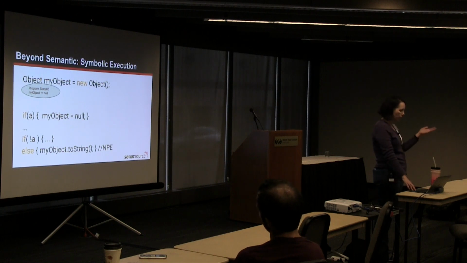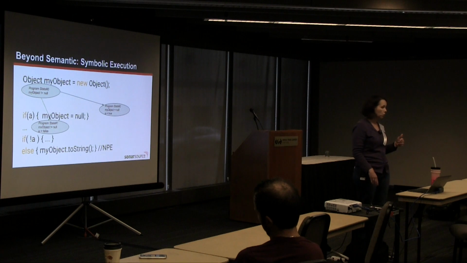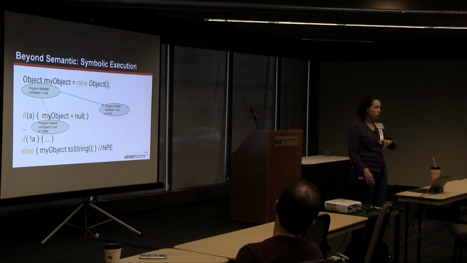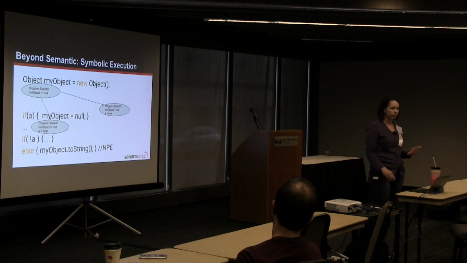Okay? After that, we come to this first if statement. And after the if statement, we have two possible states. There's state 1, where A was false. We didn't enter into the if, and myObject is still not null. There's state 2, where A was true. We did enter into the if block, and myObject is now null.